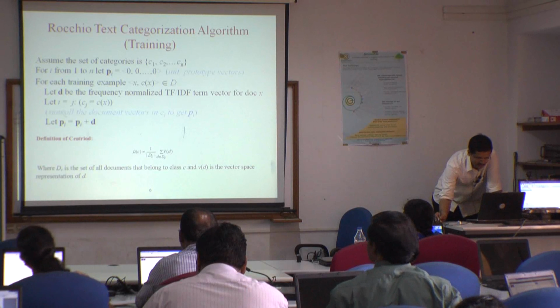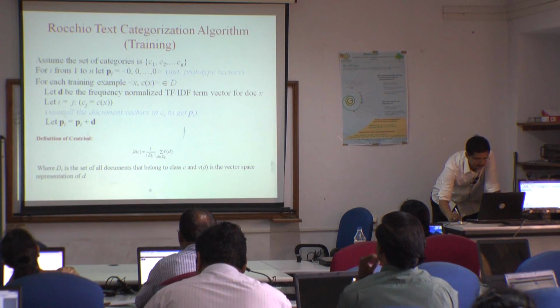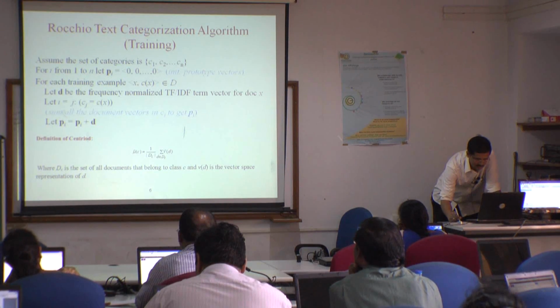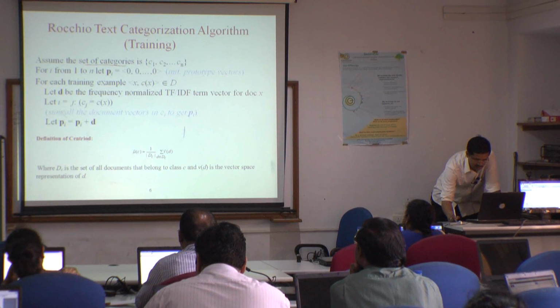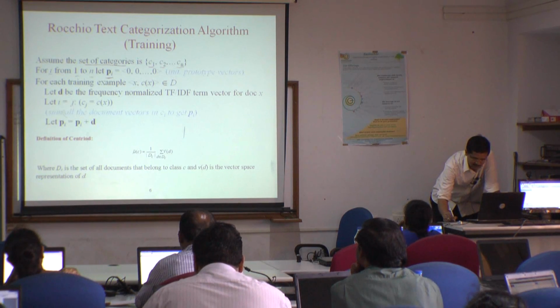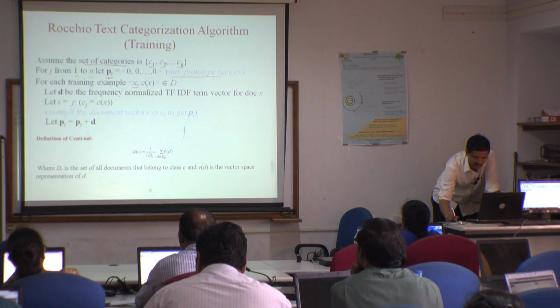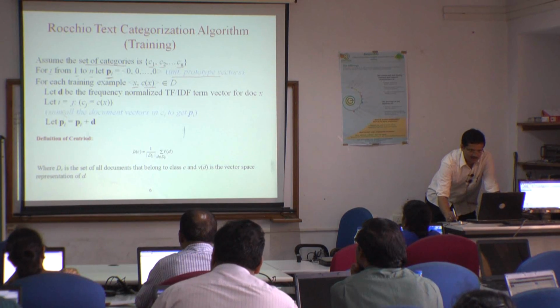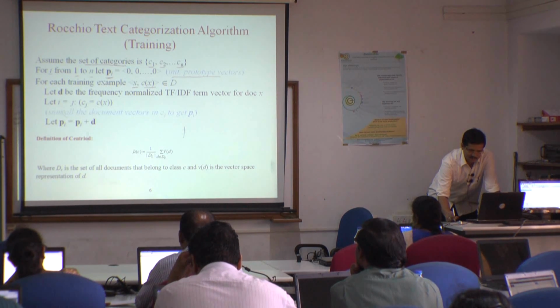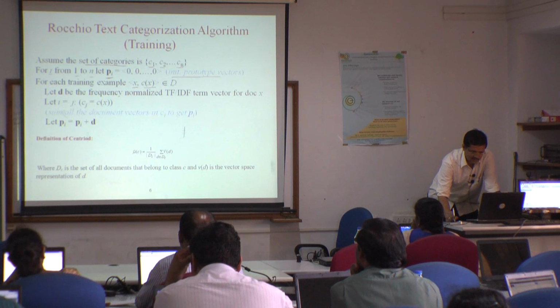So now this is the training part. We assume that the set of categories are C1, C2 and Cn. Now from i equal to 1 to n, this is the initial prototype vectors. We put 0 in the initial stage, and after that we will put x and their class, meaning the document and their class. This is a set of documents.